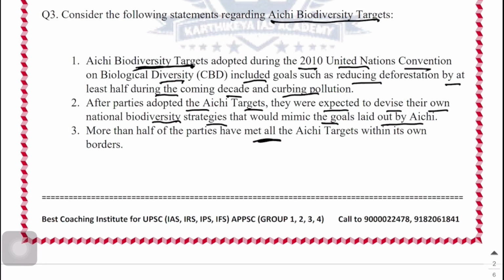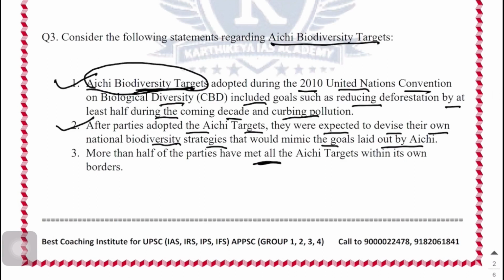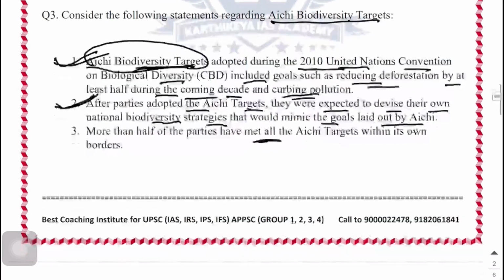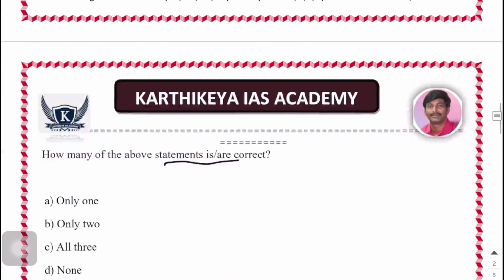So in this question, the entire question speaks about the Aichi biodiversity targets, right? He is asking how many of the above statements are correct. The first statement and the second statement are correct regarding the Aichi biodiversity targets, which included goals such as reducing deforestation by at least half during the coming decade, curbing pollution, and parties adopting all this. But there is something wrong with the third statement. It says that more than half of the parties have met all the Aichi targets within their own borders. This is not correct because no single country met all the 20 Aichi targets within its own borders according to the September 2020 UN assessment. So, as only two statements are correct, B will be the correct answer.